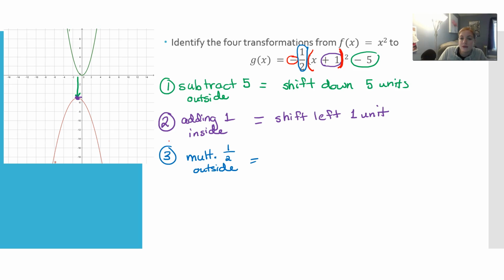So compressing vertically by 2. It's easy to get those confused, so just go back to your notes and match up which one is which. So basically, vertically it's straight up and down, right? So we're taking that graph and we're going to compress. We're going to push it together by 2. So we're squishing it, okay?